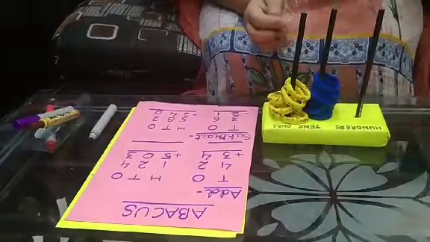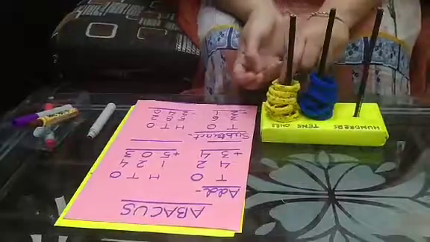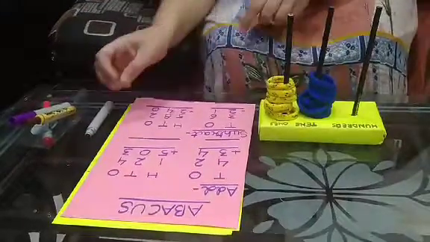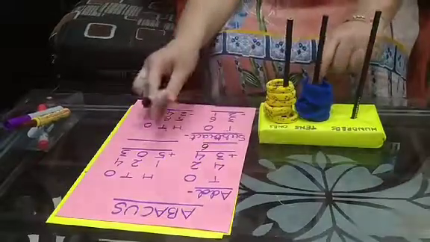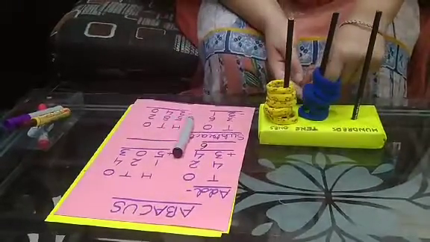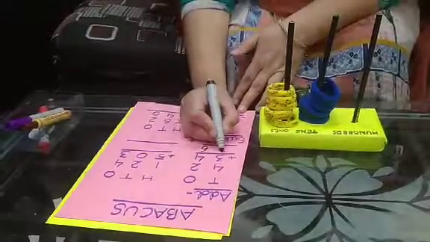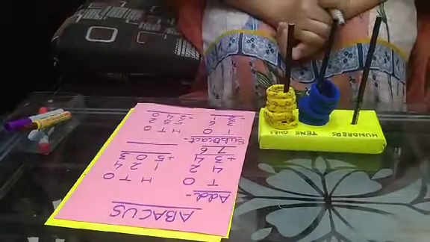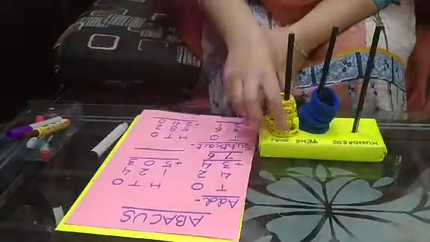1, 2 and 3. So, how many ones? 1, 2, 3, 4, 5, 6. So, 6 ones all together. How many tens all together? 1, 2, 3, 4, 5, 6, 7. We have 7 tens all together. Easy? Now, let's try a 3-digit number.